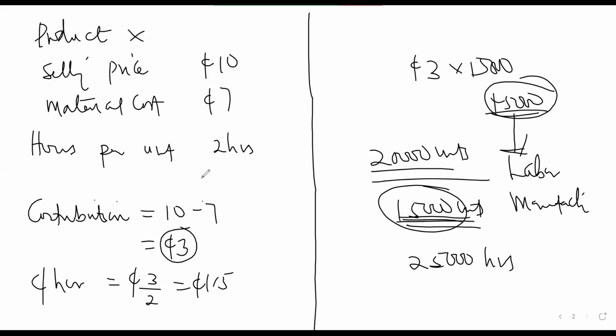But maybe you need like 30,000 hours to be able to produce all the units, but you have only 25,000 hours available.